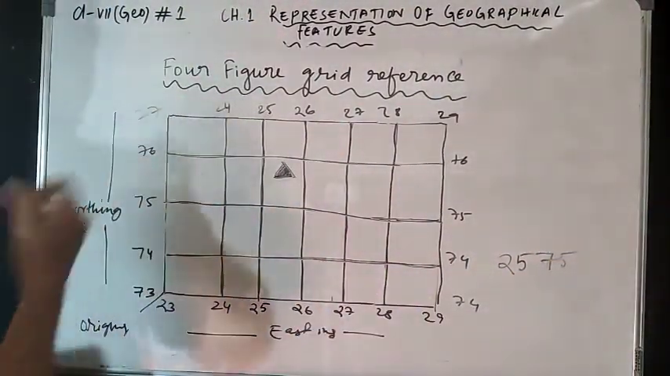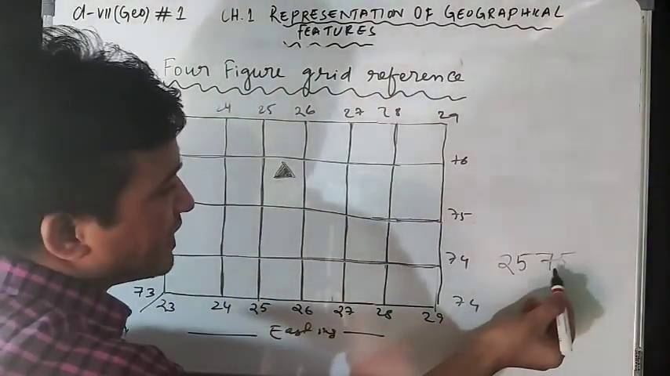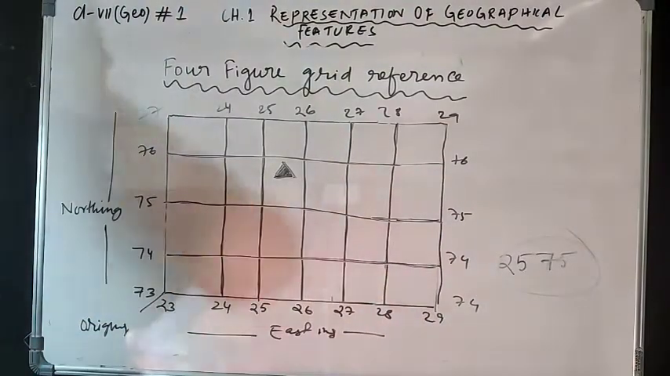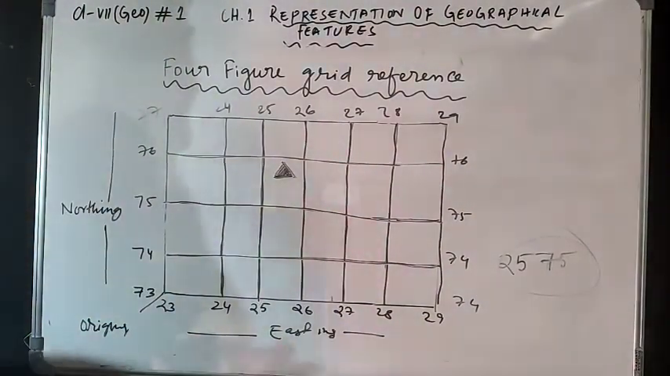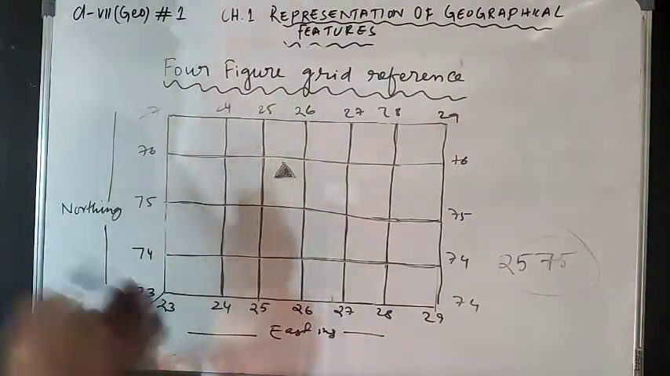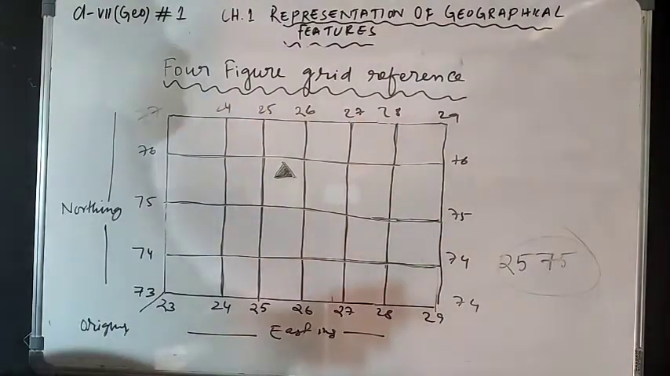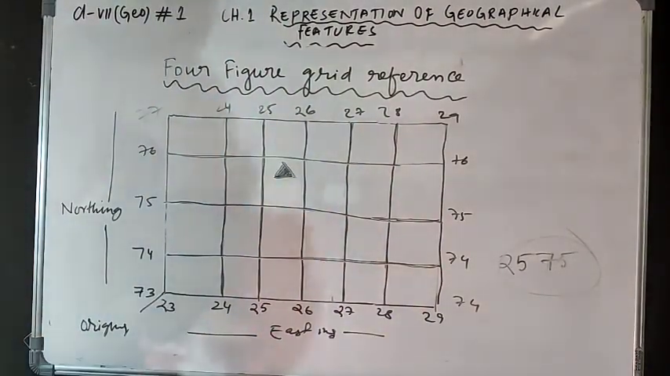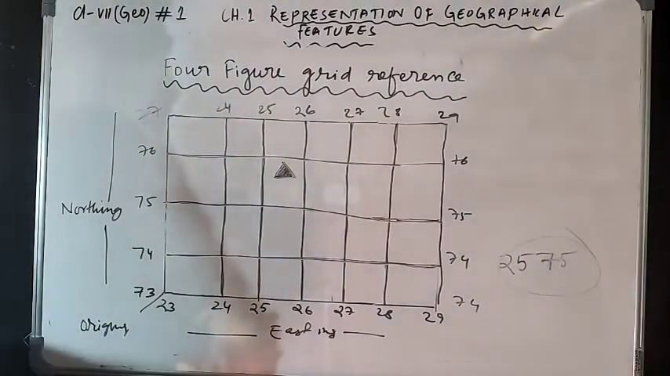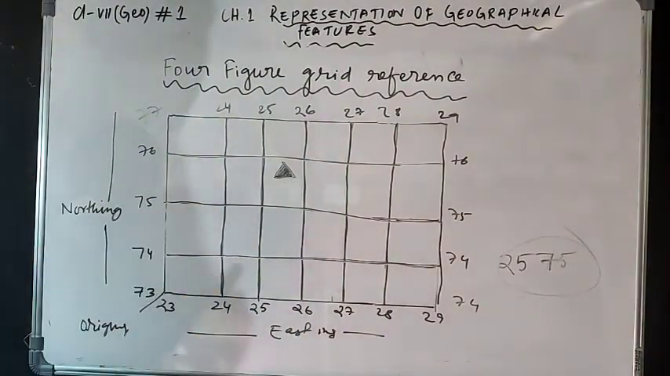So what is the 4-figure grid reference of our school? That is 2575. So in this way you can find out the 4-figure grid reference of any physical feature, maybe a building, maybe a mountain, maybe a temple, maybe a school, maybe anything. You can find it with the help of easting and northing. This is the way to locate a place on the topographical map by the help of easting and northing.